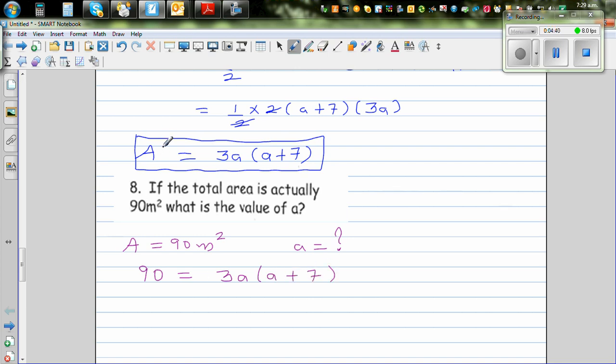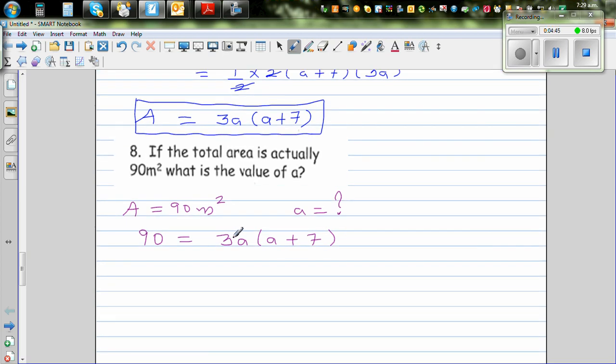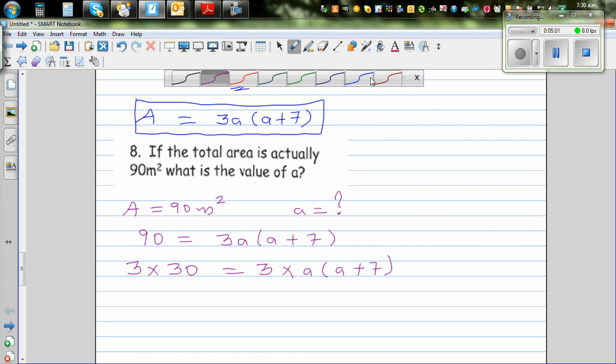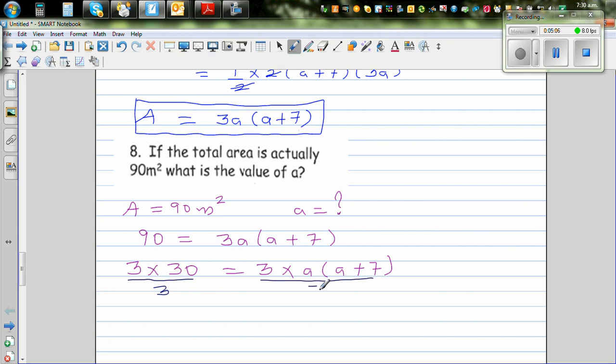What I've done is in place of A, I've put 90. So I'm going to divide. I've got a 3 here, this is 3 times A. So can I write this like this? So this is 3 times 30 is equal to 3 times a plus 7. So now I'm going to divide both sides by 3. If you divide this side by 3, you can divide this side by 3. So this 3 and this 3 get cancelled. So now you've got 30 is equal to a times a plus 7.